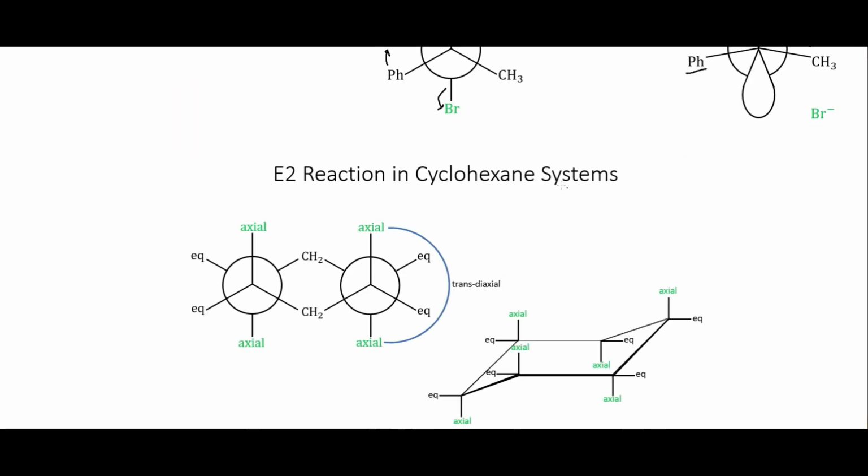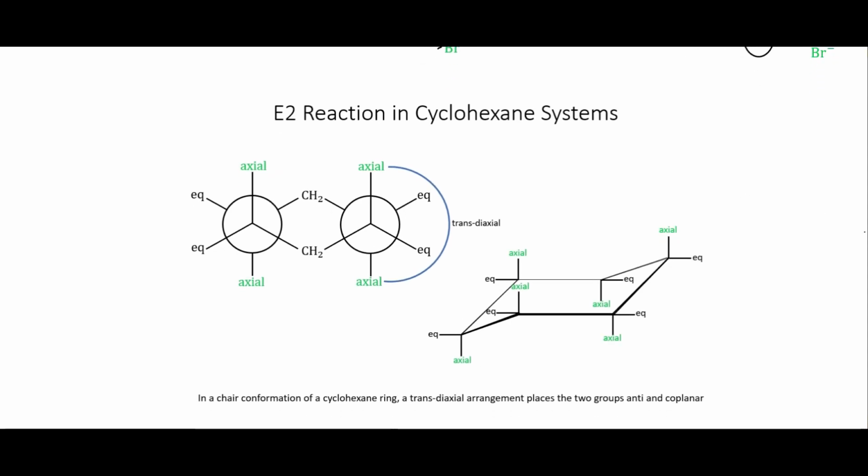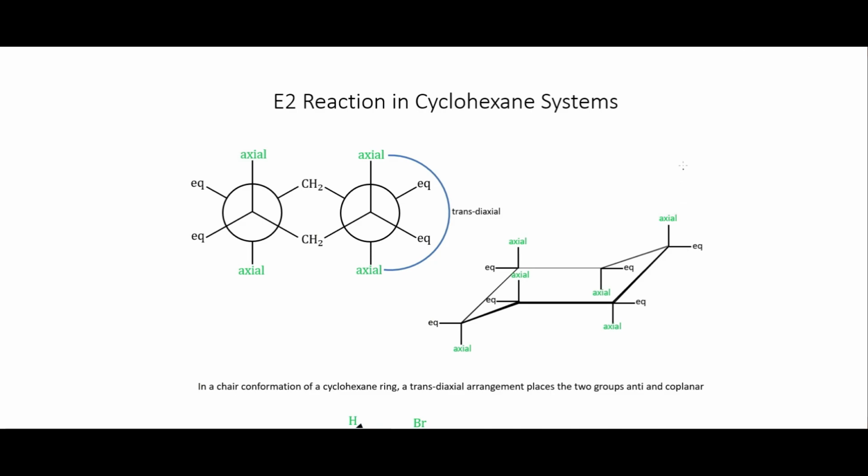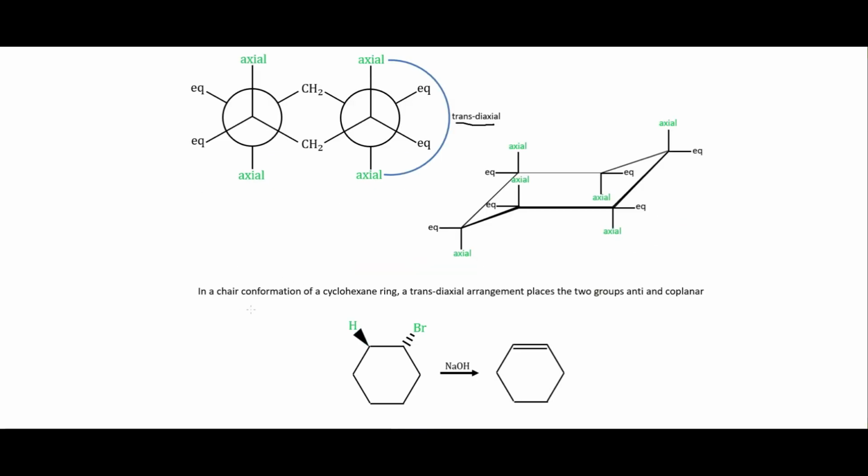And so we can look at this in cyclohexane systems as well. So if we look at the chair conformation, I have the axial written in green, whereas the equatorial are written in black. And so the axial ones are called trans-diaxial, and so they're pointing away from each other. And so we can actually get that anti-coplanar geometry for it.